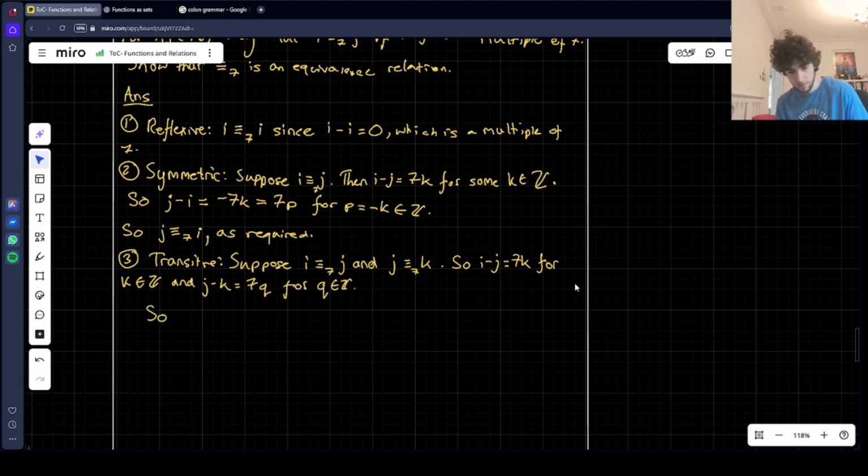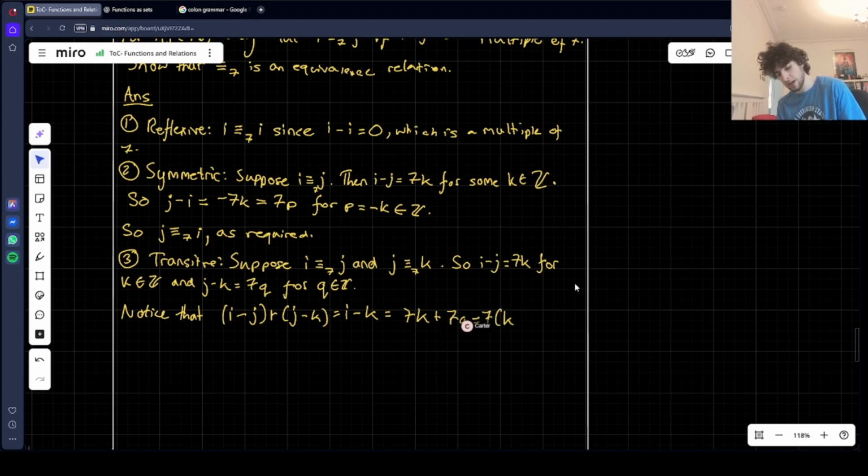So notice that i minus j plus j minus k is equal to i minus k. And i minus j is equal to 7k, and j minus k is 7q, so it's 7k plus 7q, which is 7 multiplied by k plus q, which is effectively the same thing as 7p, for p equals k plus q, which is in the integers. So i is also related to k by this rule, showing that the relation is transitive.